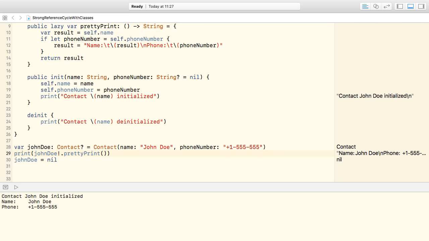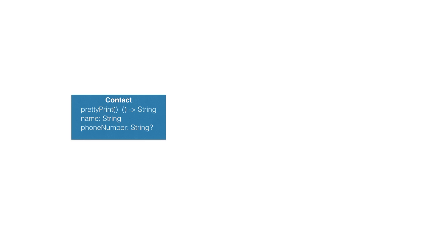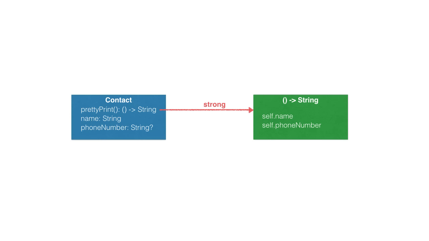What has happened? Closures are reference types, and when we assign a closure to a property, it will create a strong reference to the given closure. On the other hand, the closure will capture the instance if we access a property or call a method of the instance from the closure's body. In the end, we'll have two strong references that will keep each other alive.